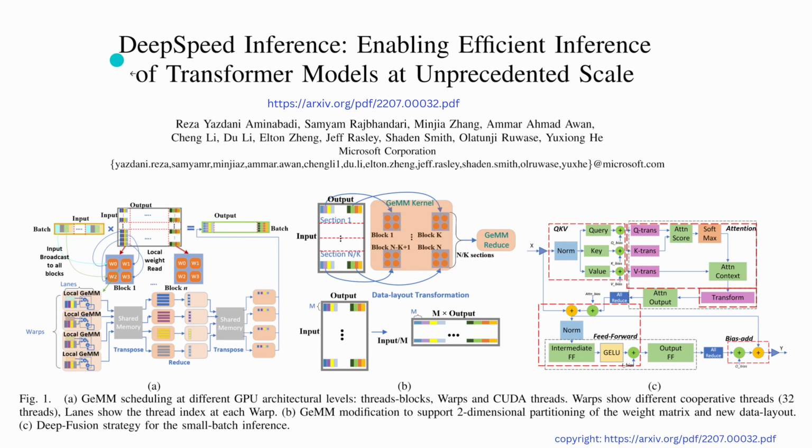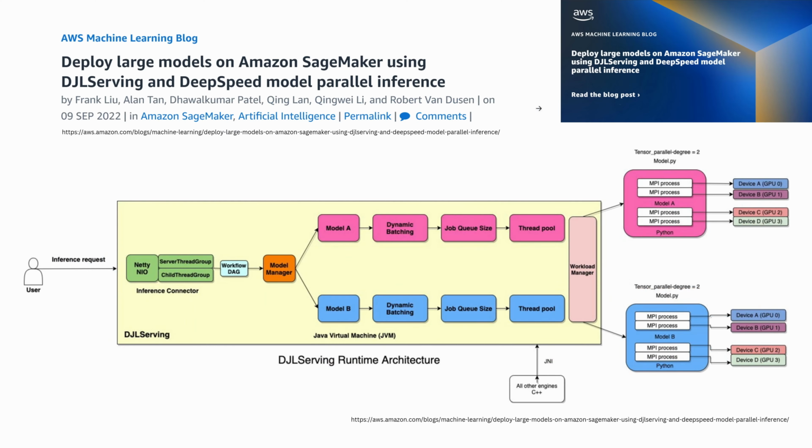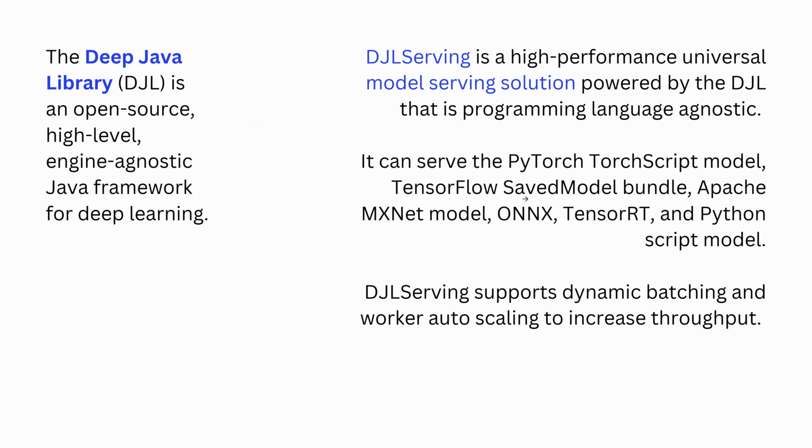If you want to learn more about DeepSpeed inference, this is the best literature I could find on this topic: Enabling Efficient Inference of Transformer Models at Unprecedented Scale, by Microsoft. Here is the arXiv preprint. Have a look at this documentation. Now, if you look for the Deep Java Library serving and the DeepSpeed model parallel inference, the best literature I could find was the original AWS machine learning blog, where in September 22, they described in detail how you deploy large models on Amazon SageMaker.